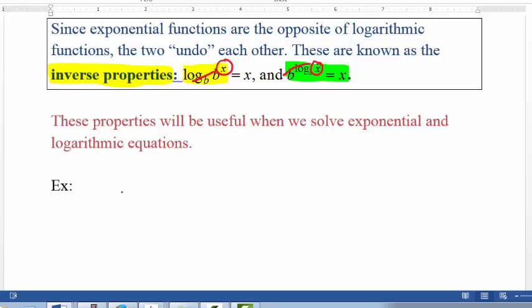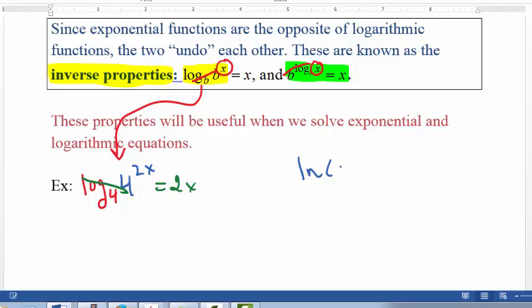For example, if you had 4 to the 2x power, and then we took the log base 4 of this, you'd have this first scenario here. This resembles that statement above. These things are inverses, so they just cancel each other out, and you just end up with 2x.